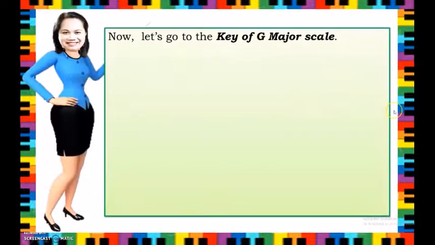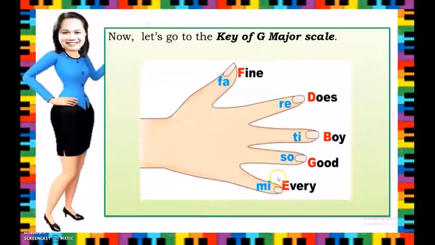Now, let's go to the key of G major scale. So, in G major scale, let's go back to our acronym in the lines, which is every good boy does fine, and the sol-fa syllable is E is equivalent to Mi, G is equivalent to So, B is equivalent to Ti, D is equivalent to Re, and F is equivalent to Fa. Okay. Now, how are you going to look for the Do in the key of G? So, the Do in the key of G, this is the key of G, it is in the second line.